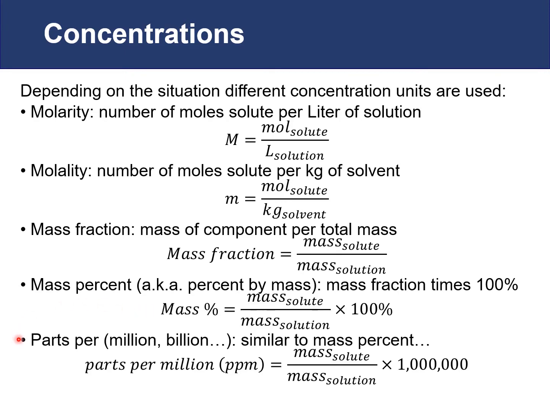Last, we have parts per thousand, million, billion, trillion, which is very similar to the concept of mass percent or mass fraction. Essentially, parts per million, as an example, is your mass fraction times a million, as opposed to times 100, which was the case for mass percent. For the other forms of parts per, such as parts per billion, you would multiply the mass fraction by 1 billion.